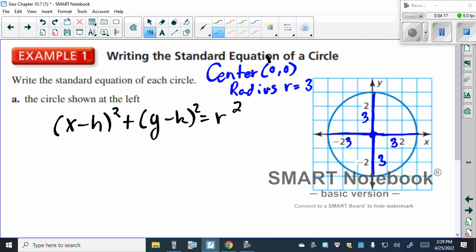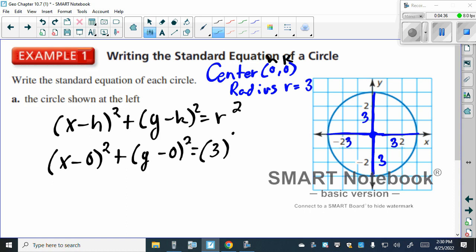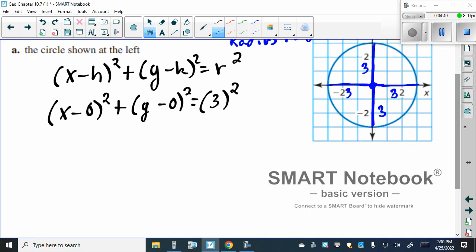Now our center is the point h comma k. So in the equation, we can plug in our values of h and k into the formula. Well, here h and k are both 0. And the radius we can plug in, which is 3. We good with this here so far?